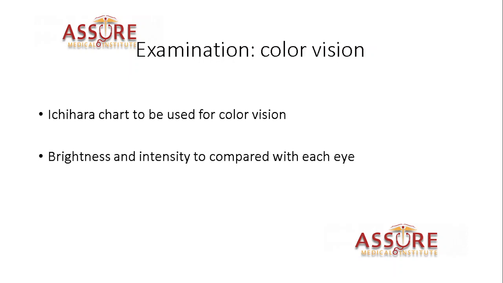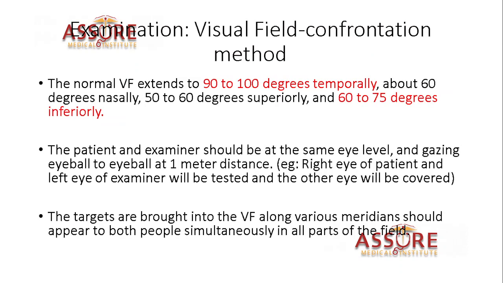Coming to color vision examination, Ishihara's chart is to be used, and the brightness and intensity of color are to be compared between the eyes. For example, ask the patient if they are able to identify a color with the right eye, and the left eye also. Then ask them whether there is any difference in the intensity or brightness of the color between the two eyes. This is very important, which we normally don't ask. This is regarding color vision examination.